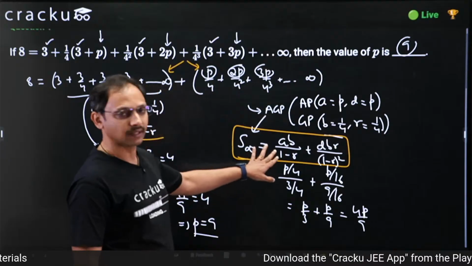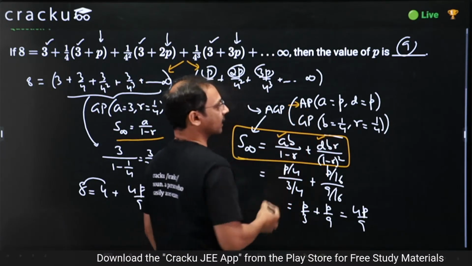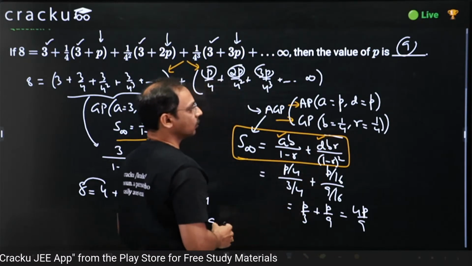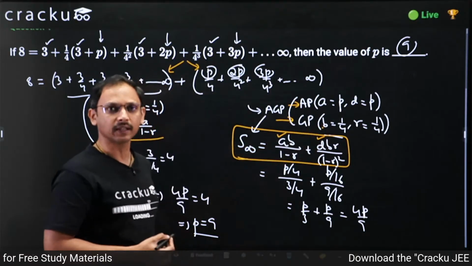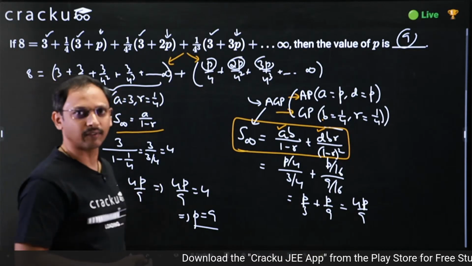So please understand this formula. Here A and D will pertain to the arithmetic progression part. B and R will pertain to the geometric progression part. So I am using the letter B to write the first term of the geometric progression. Then you can add and get the value of P.